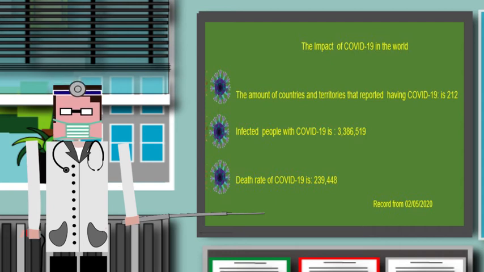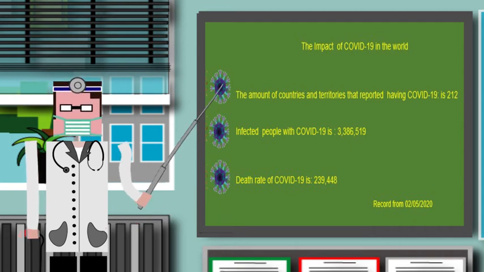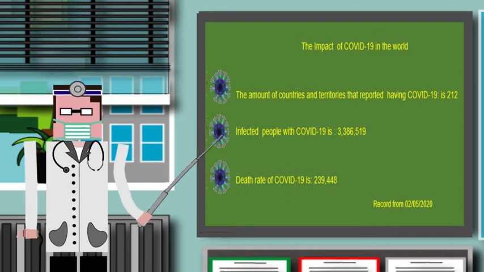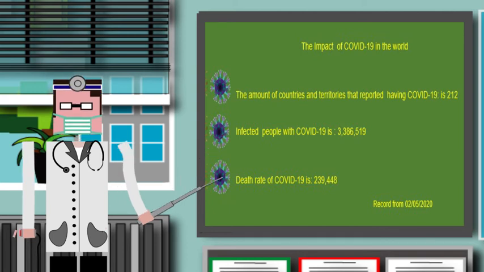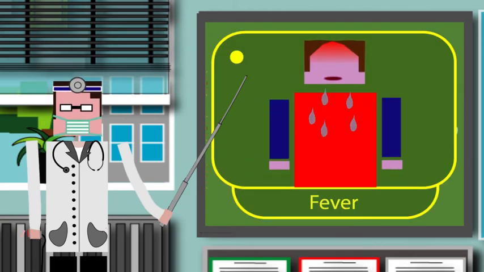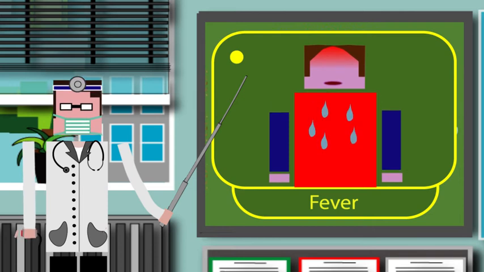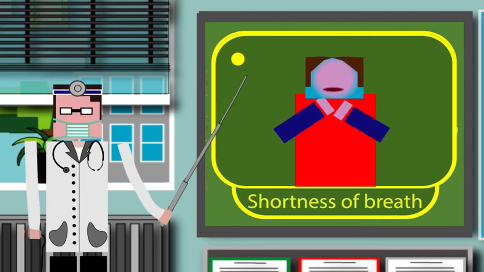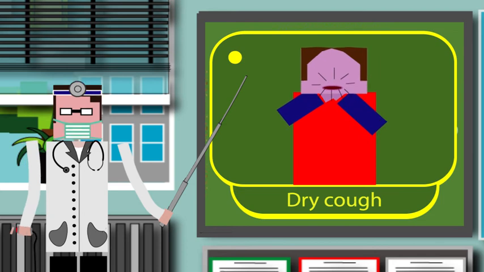The impact of COVID-19 in the world. The number of countries and territories that reported having COVID-19 is 212. Infected people with COVID-19 is 3,386,519. Deaths from COVID-19 is 239,448.